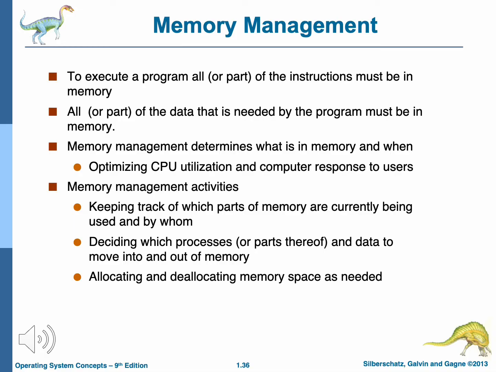The operating system is responsible for the following activities in connection with memory management: keeping track of which parts of memory are currently being used and who is using them, deciding which processes or parts of processes and data to move into and out of memory, and allocating and deallocating memory space as needed. Memory management techniques are discussed in Chapters 8 and 9.